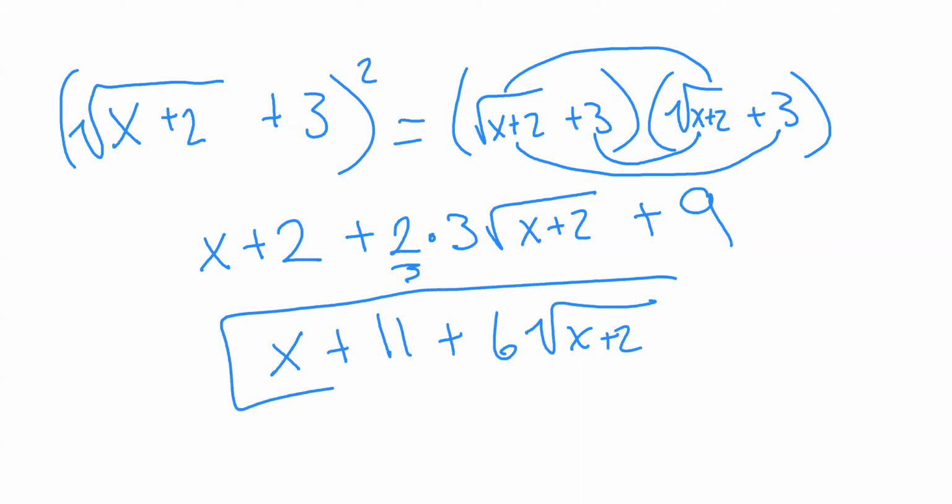All right, and if you want to walk through that on your own a little slower, doing each of the FOIL steps, you can do that. I did jump a few steps there. All right, so that is multiplying our radical expressions.